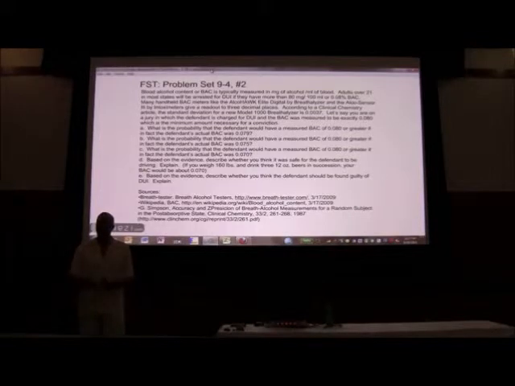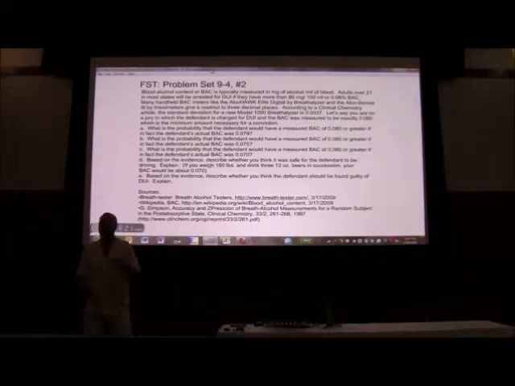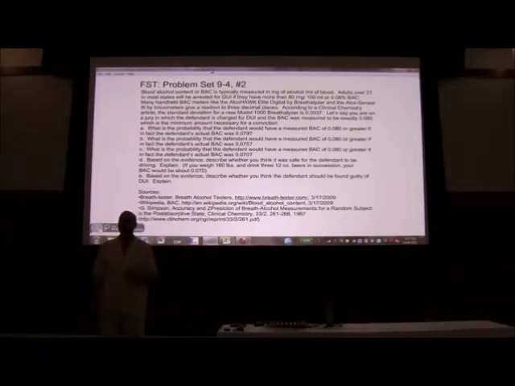Now the question is, if the data would be normally distributed if you blow into it over and over again, given the standard deviation of 0.0037, what's the probability that your blood alcohol content was exactly 0.079, but you were measured at 0.080 or higher? And the answer is about 40%, right?